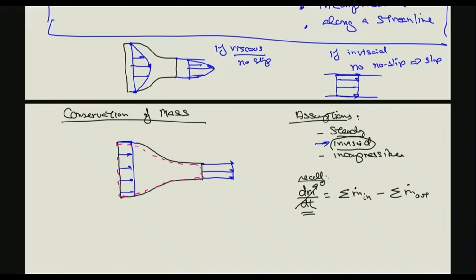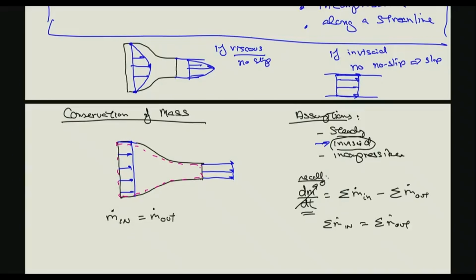So the implication is that the total rate of mass flowing in is equal to the total rate of mass flowing out. So mass coming in equals mass going out. Okay? So here there's only one inflow and one outflow. So we just have, for our steady flow, m dot in is equal to m dot out.